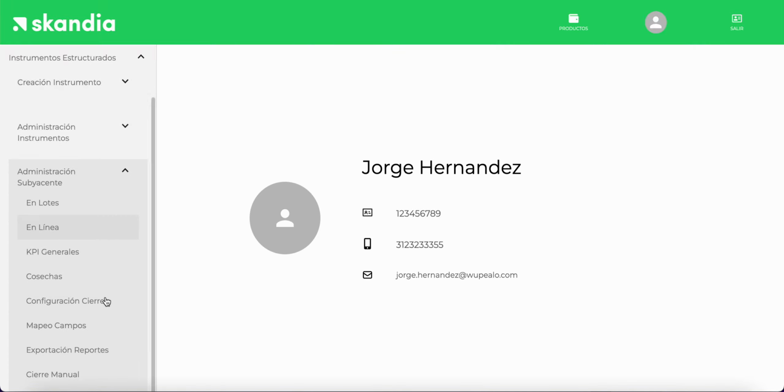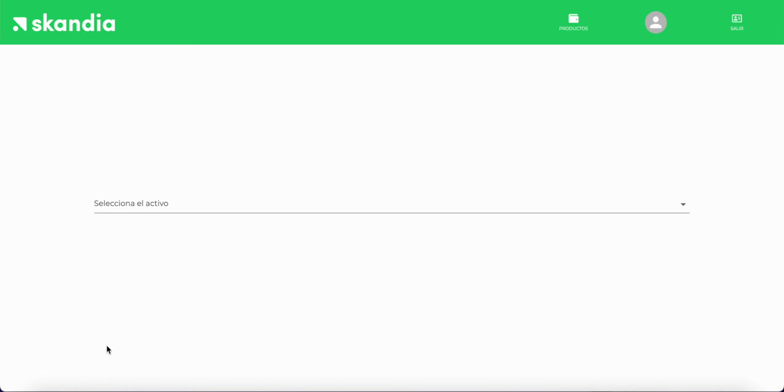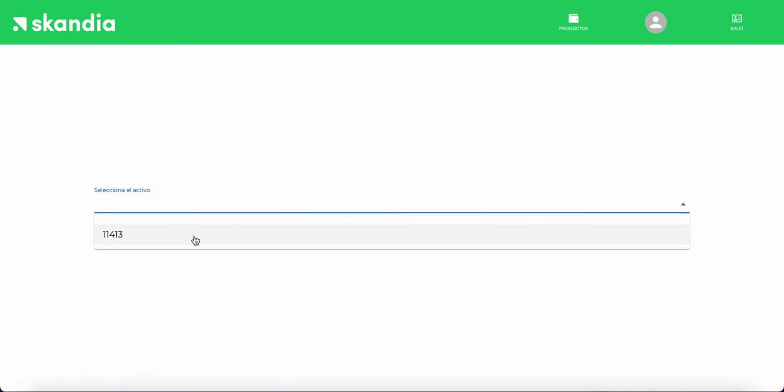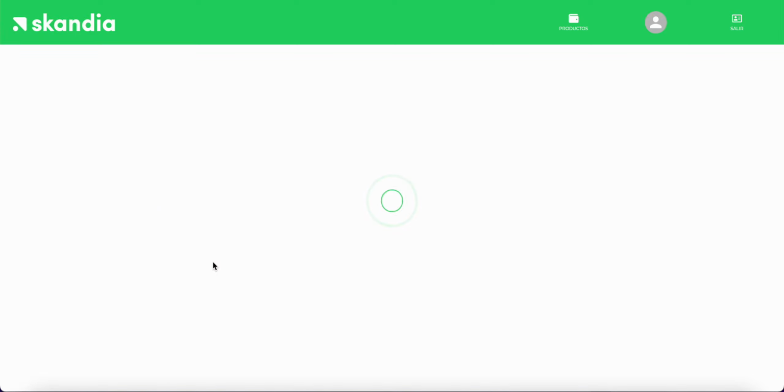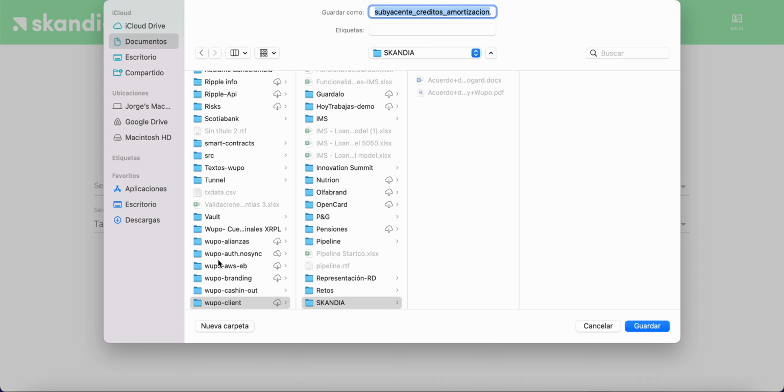And to delve into more detail, we can download the complete amortization tables of any asset. In this case, this is the one that we have created. And here we can download the amortization tables in a super easy fashion.